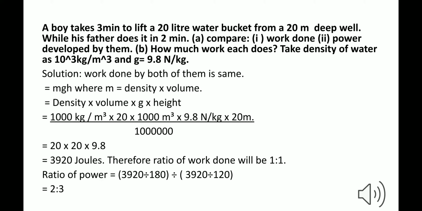So 3920 divided by 180 is the power of boy. 3920 divided by 120 is the power of the man. And when these two are divided, we get the ratio of power as 2:3. So the first answer, work done 1:1, power developed by them 2:3. How much work each does? 3920 joules or 3.920 kilojoules. Okay. So this is the numerical.